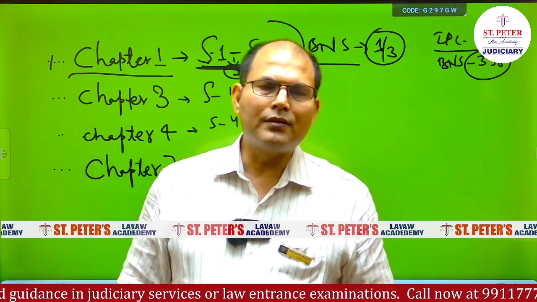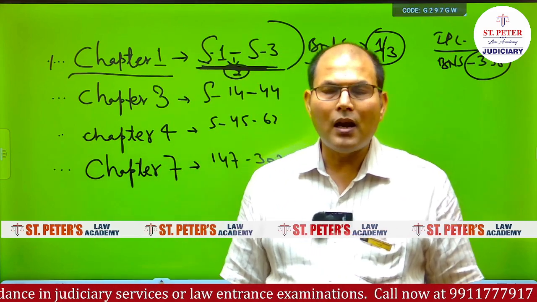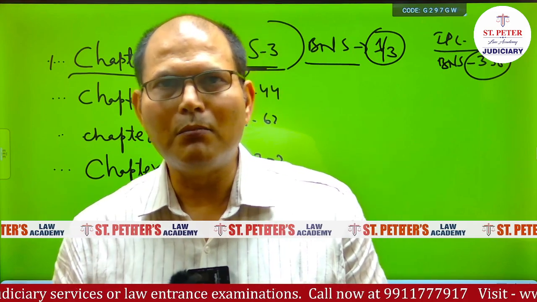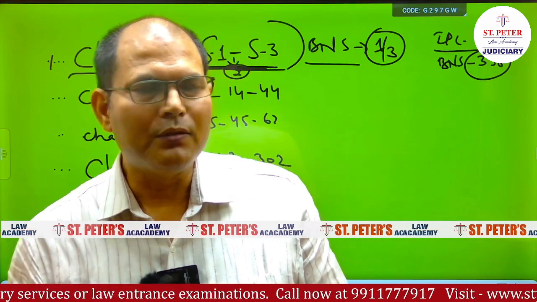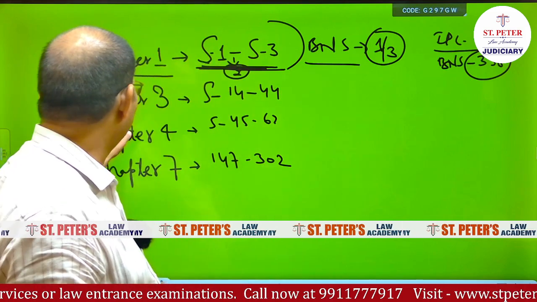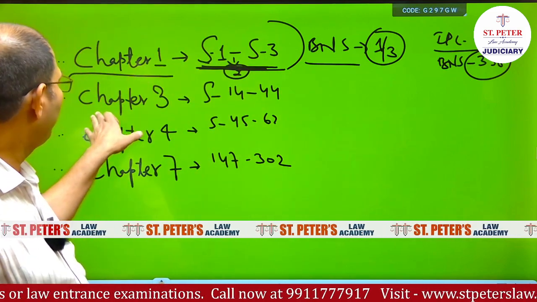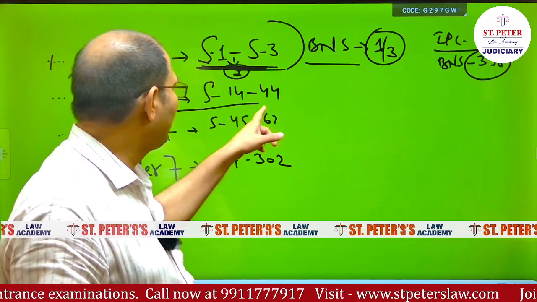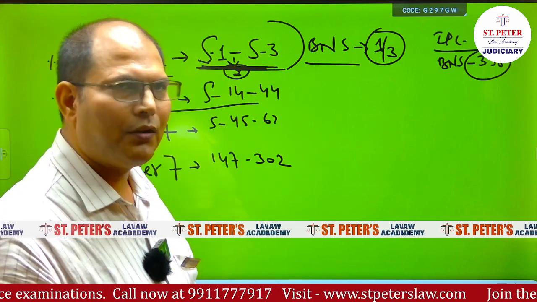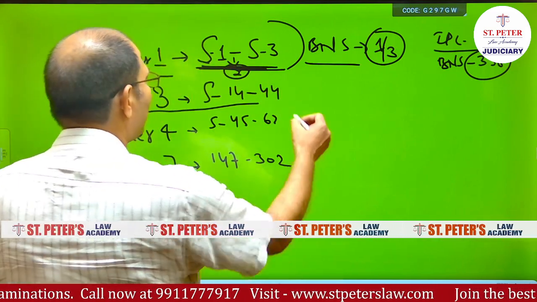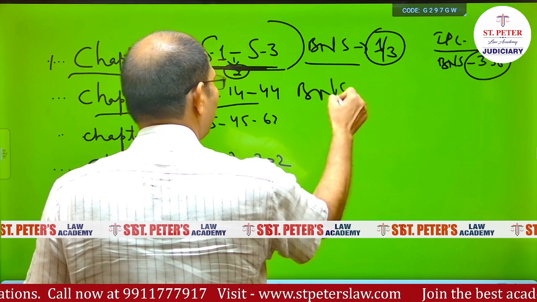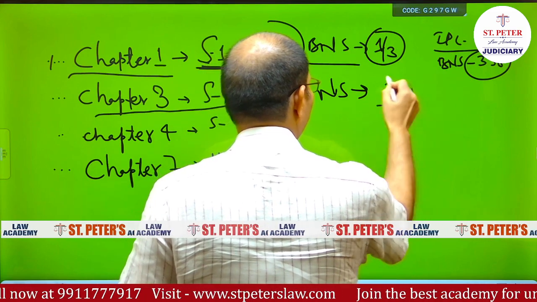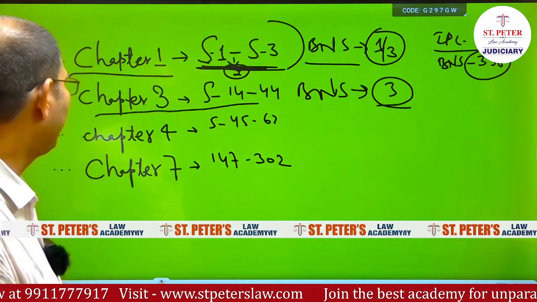Furthermore, if you exercise your right of self-defense and you kill somebody, then you won't be guilty of causing the murder of the invader. So these are the provisions contained in the general exceptions chapter 3 of the BNS, and this chapter starts from section 14 and continues till section 44. From this area you can expect 3 questions in the judicial services exam, right?